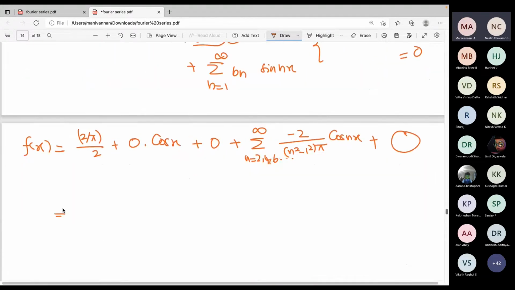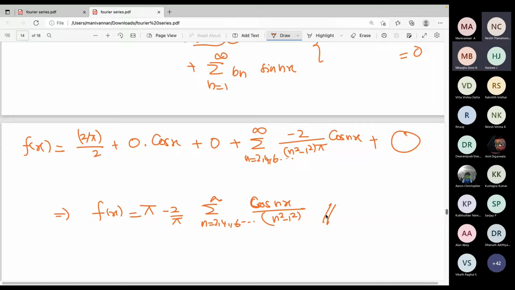My bn is 0. So the required Fourier series is minus 2 divided by pi, which is irrespective of the summation, sigma n from 2, 4, 6 up to infinity, cos nx divided by (n square minus 1). Okay, I hope you understand how we are computing the Fourier series. Got it? Yes, sir.